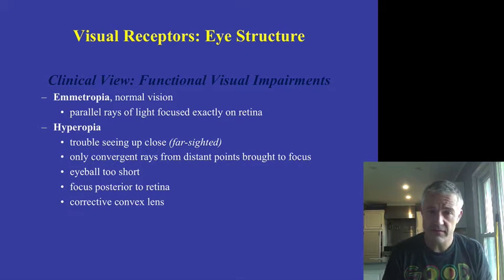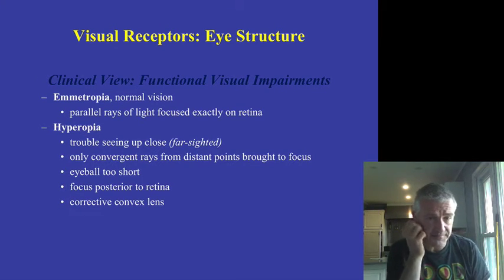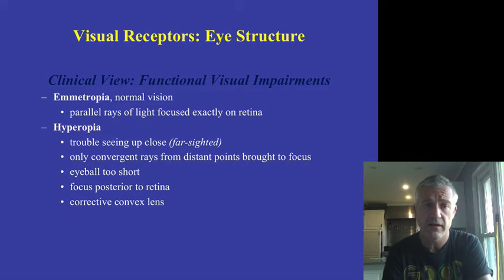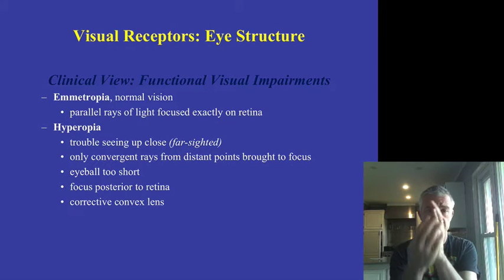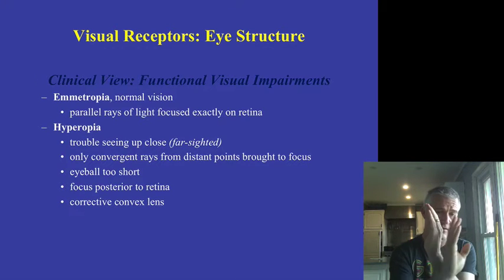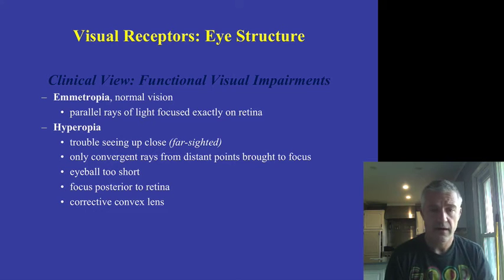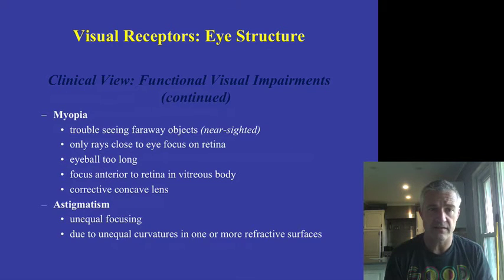Normal vision is when everything's focused normally. There's hyperopia or farsightedness. In reality, what's going on here is if this was the back of the eyeball right here, in hyperopia, the image is actually coming into focus here. So when it's hitting the retina right here, it's actually out of focus. You can fix that with lenses.